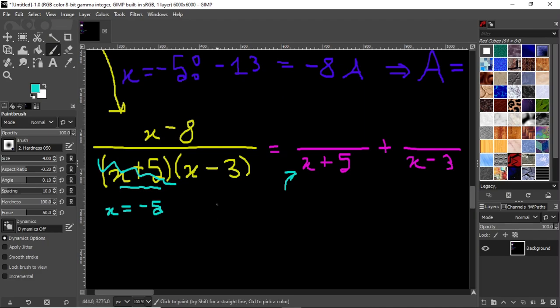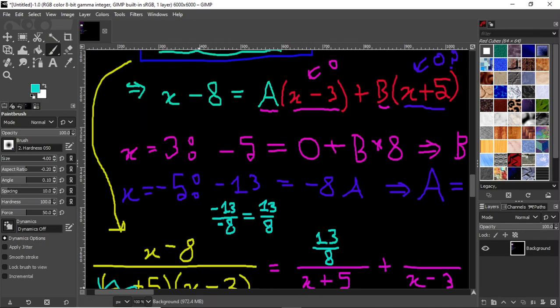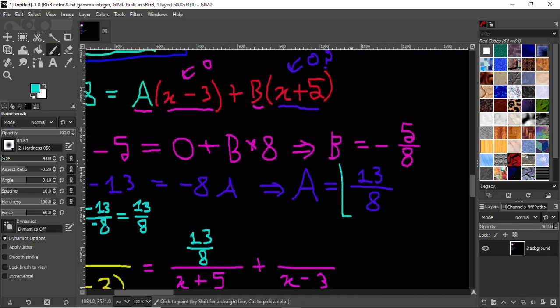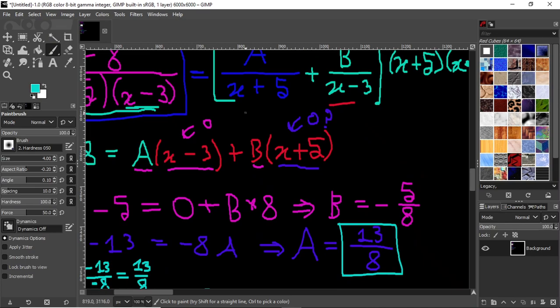So we have minus 13 divided by minus 5 minus 3, that's minus 8. This is 13 by 8, right? And that's basically going to be your numerator here. Pretty neat, right? Let's check. Did we get the same answer here? We did. This was the numerator, the constant for x plus 5.